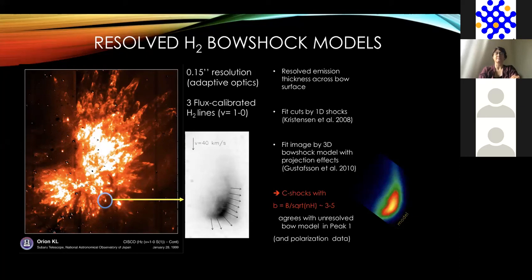So one question about H2. Does a reformation of H2 in the post-shock happen on dust or in the gas phase? Excellent question. Yeah, that's Jerome's question. I mean, they're all excellent questions. I didn't prepare a slide on that. Maybe I should have. It starts in the gas phase.